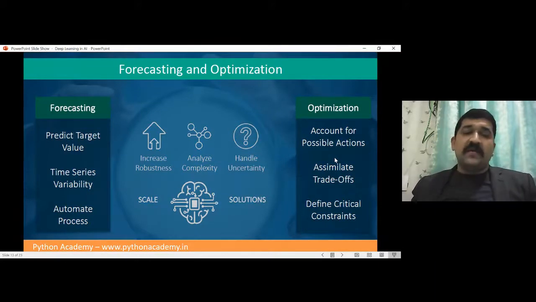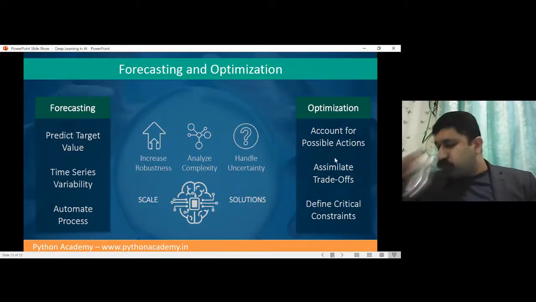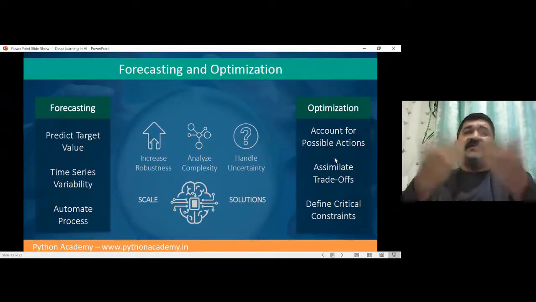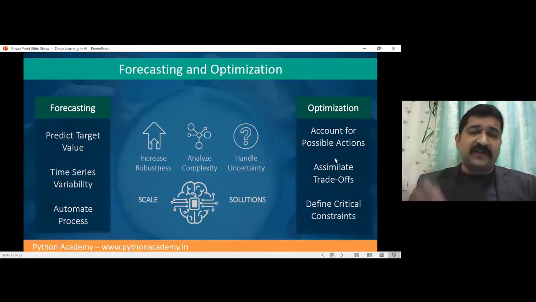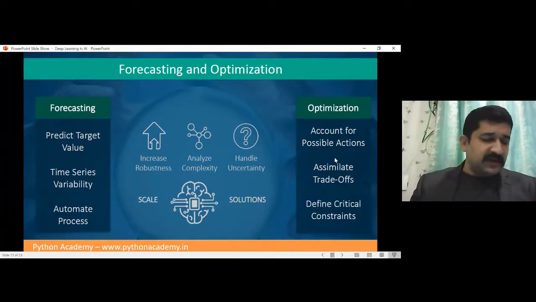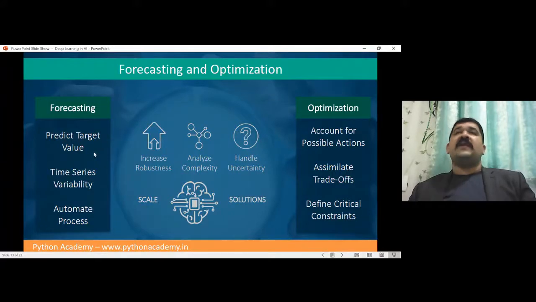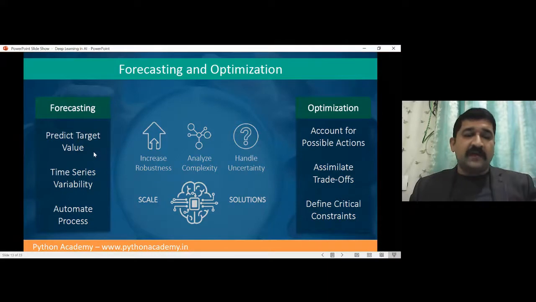So when I say forecasting, what we say is we are going to forecast something in the future. What is going to happen in the future, that is the basic understanding. So in that case, we can predict the target value. That target value can be anything: weather condition, share market values, or any new scale out of that. It may have time series variability, because on which level I am measuring this is also important. And it also automates the process. Many processes do this automatically.